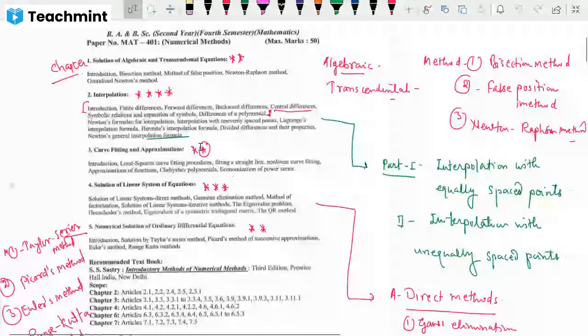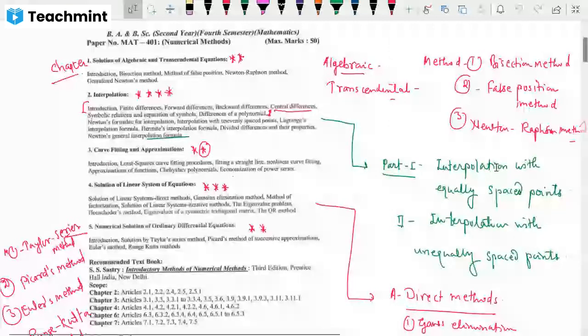This chapter is not important, but if we delete Chebyshev polynomial from the chapter, then I will give 1 star, that is a single star. And if I add Chebyshev polynomial and economization of power series in chapter number 3, I will give 2 stars for the chapter. And the fourth chapter is also an important chapter, that is solution of linear system of equations.